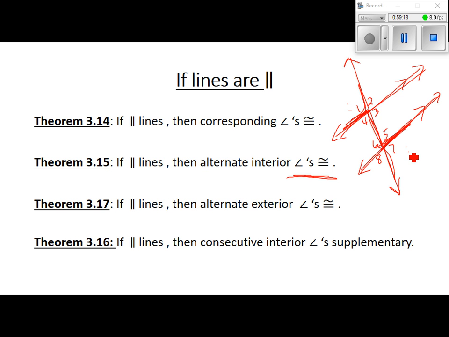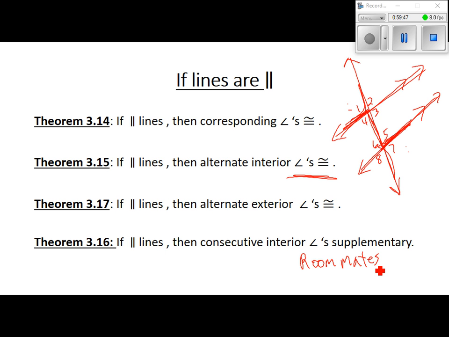The last one, consecutive interior angles. I called them roommates, if you don't want to do it, that's up to you. They're the only angles that don't have a line between them. So look at this and name me a pair of consecutive interior angles. 3 and 5, 4 and 6. Everybody agree with all that?